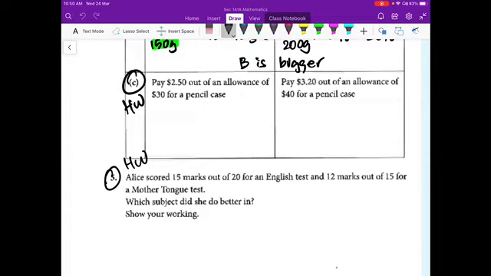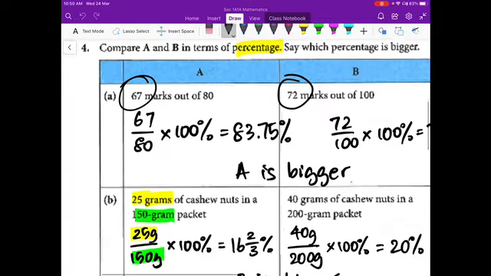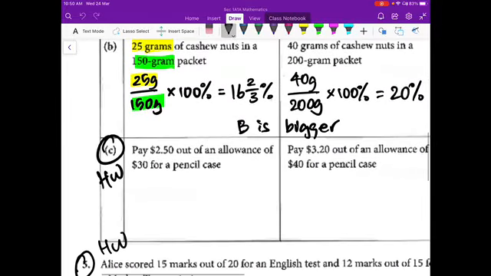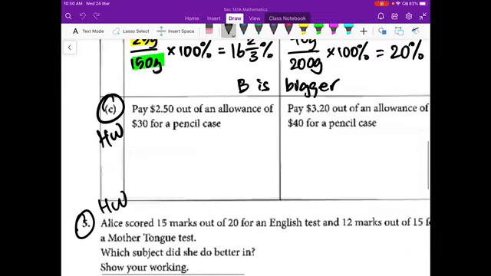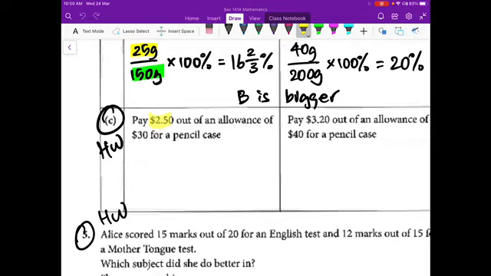You had a few questions for your homework, so we just need to find out which one is bigger. $2.50 out of $30. So $2.50 in the numerator over $30. Make sure that the units are placed in, just in case they are different. So $2.50 over $30. Then you times 100%, yes?